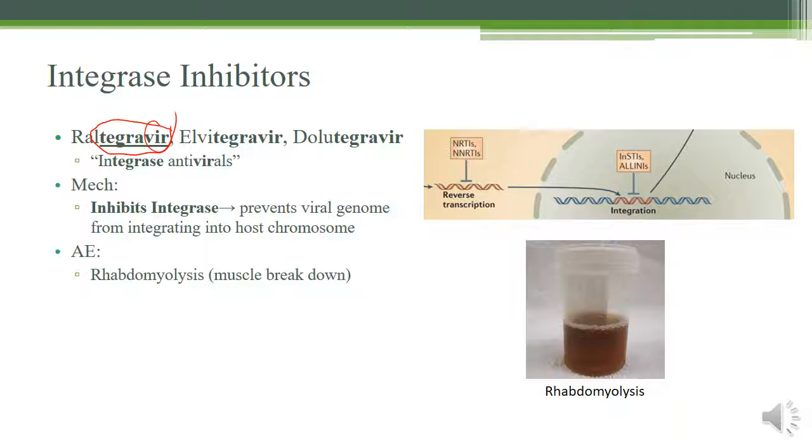The big adverse effect of integrase inhibitors is going to be rhabdomyolysis. For some reason, it causes a lot of muscle breakdown. I'm showing you this cup right here just to remind you what rhabdomyolysis does. You get a lot of breakdown in the muscles, so you get a lot of myoglobin inside of your blood, and that can all go to your kidneys, and that can cause you to have very quick kidney failure. And then you often see very dark urine, like as if someone had just ran a marathon.